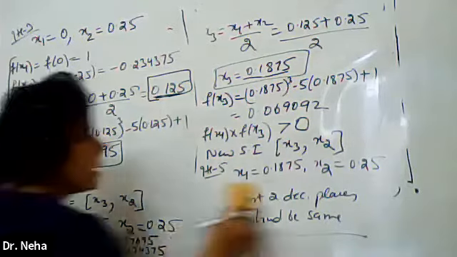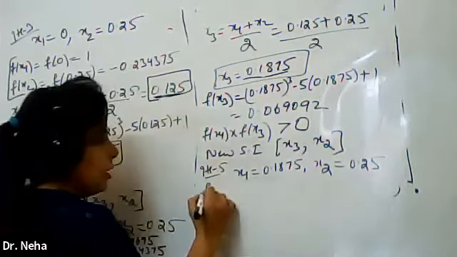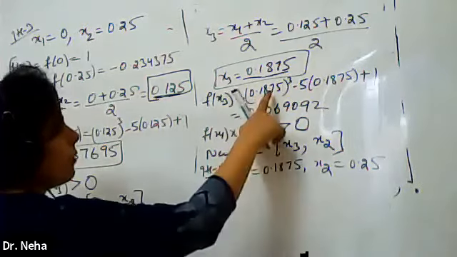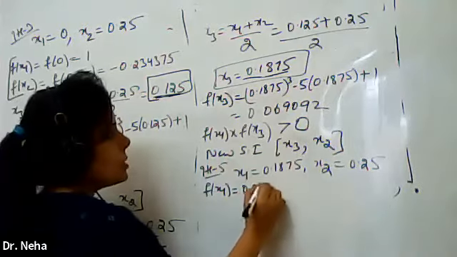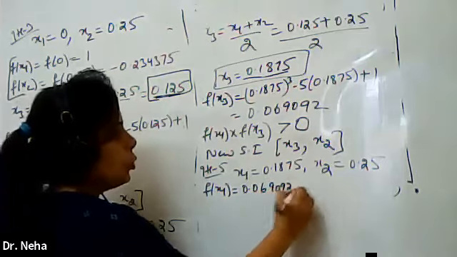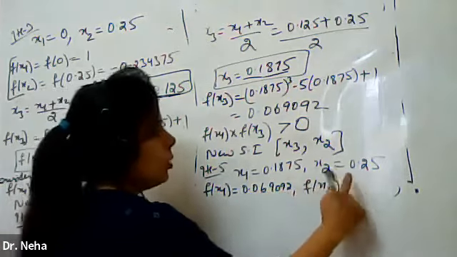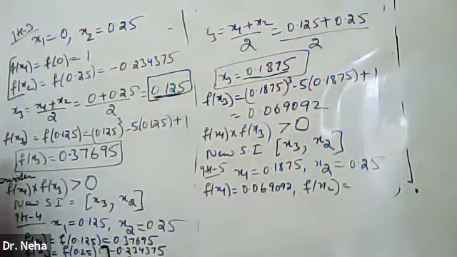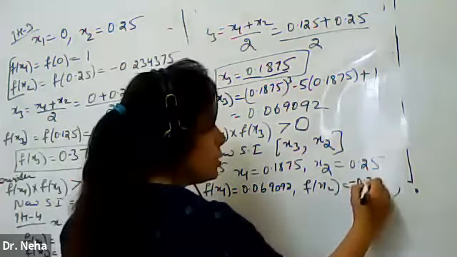Okay, now let's write down our last iteration. Let's write down fx1 again. fx1, that means 0.1875 value. This one 0.069092. And what about fx2? Value of the function at 0.25. This one minus 0.234375.